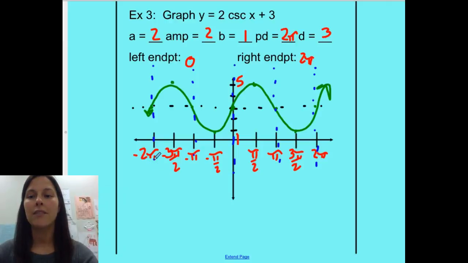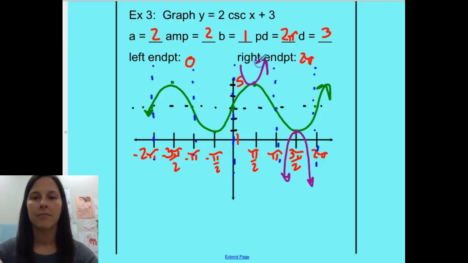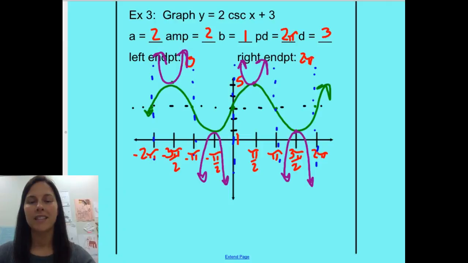And then remember, none of these transformations were flipped. All of the transformations remain the same. So we're simply going to make those parabolas connect to the maximum and minimum values of our sine function. And that is our cosecant function with the given transformations.